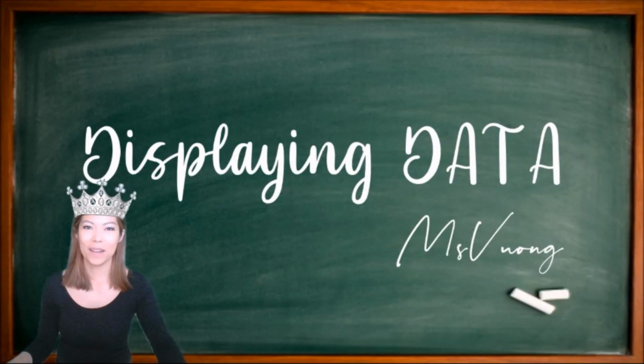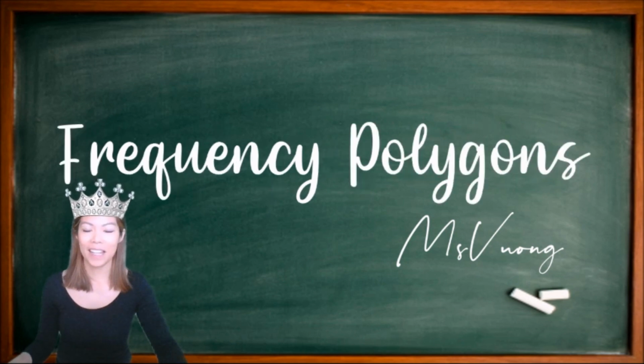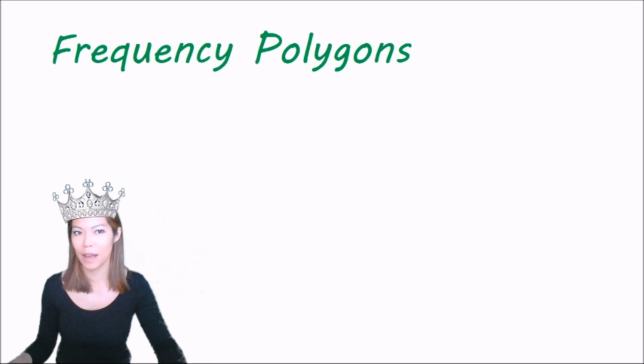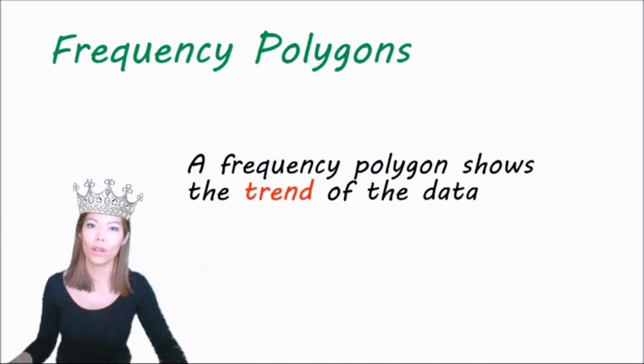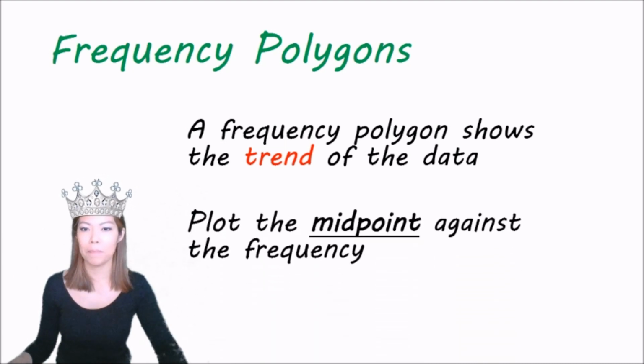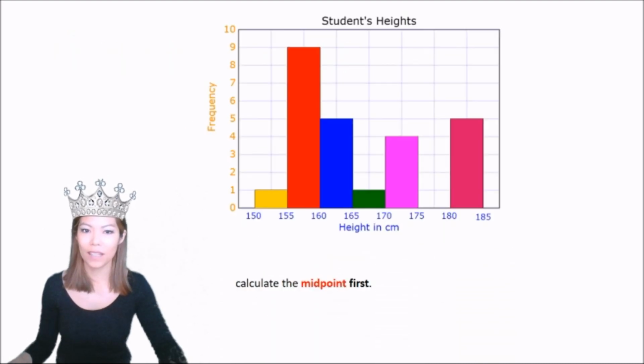Hi everyone, today we're going to be looking at displaying data, specifically frequency polygons, back-to-back stem and leaf plots, and pie charts. So let's have a look at the first one, frequency polygons. You might remember previously that we did bar charts and histograms. Frequency polygons also help us look at the trend of the data, and we do so by looking at the midpoints. So here we have a histogram.